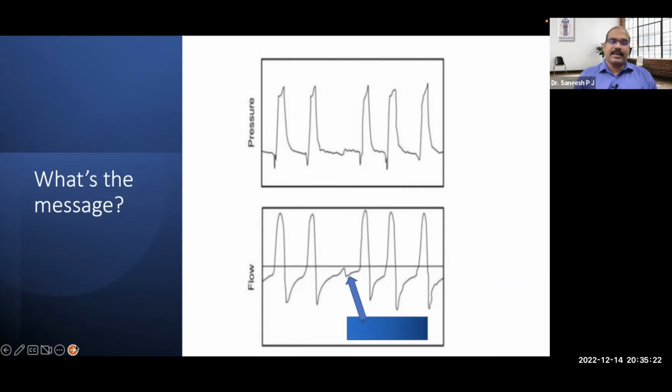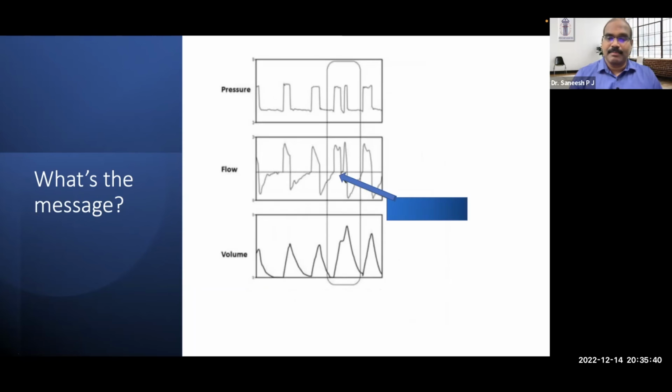So here we'll quickly go through some scenarios. Here you can see the pressure tracing and the flow. What you are observing is ineffective triggering, because the arrow mark, if you can find, is not getting translated into a breath cycle.